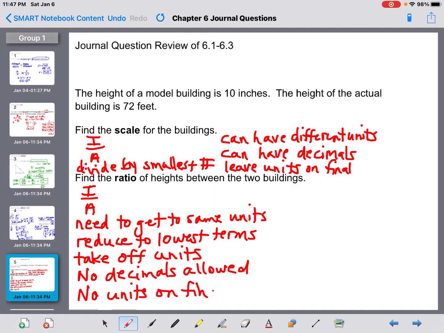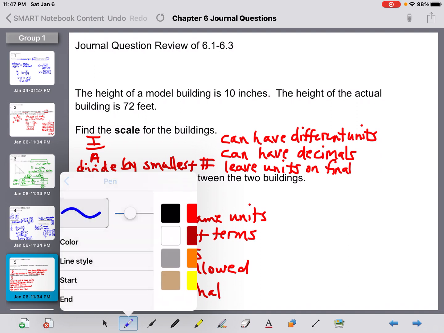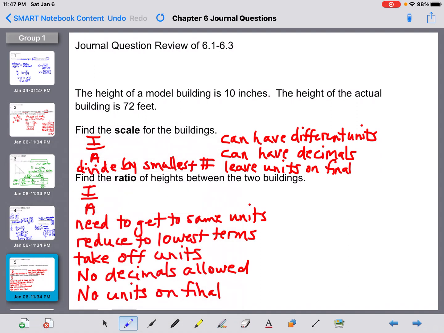Okay, so as you look at the rules, there's just no way these answers will even be the same. So that's what we're going to look at here. Same set of numbers, but we're going to get very different answers. So for this example, the height of the building is 10 inches. The height of the actual is 72 feet. So when I go image over actual, I'm going to have 10 inches. That's my model. That's my image over 72 feet.